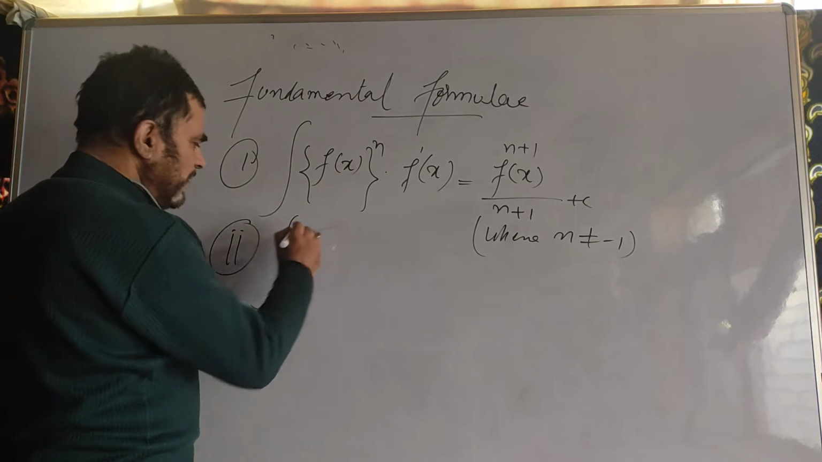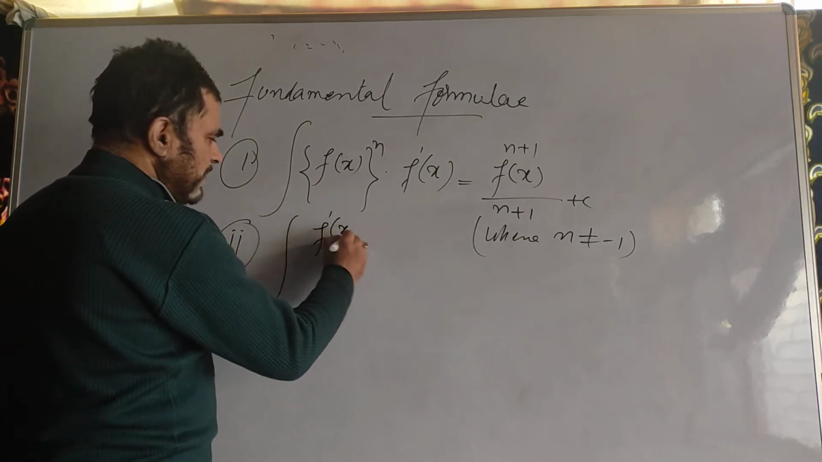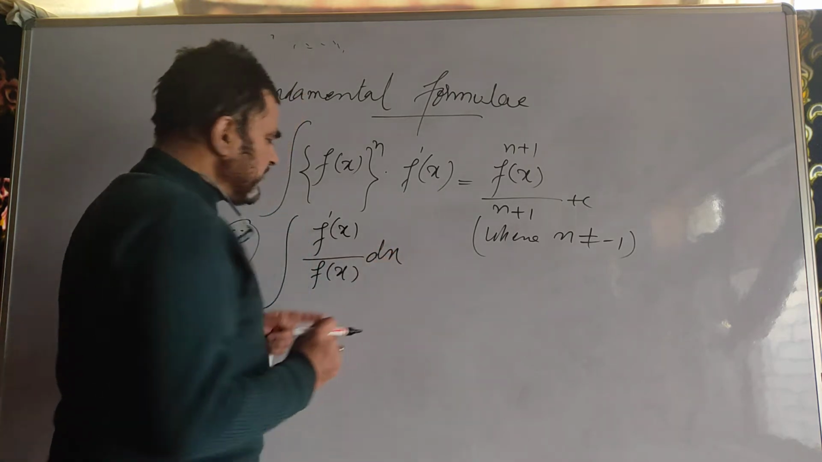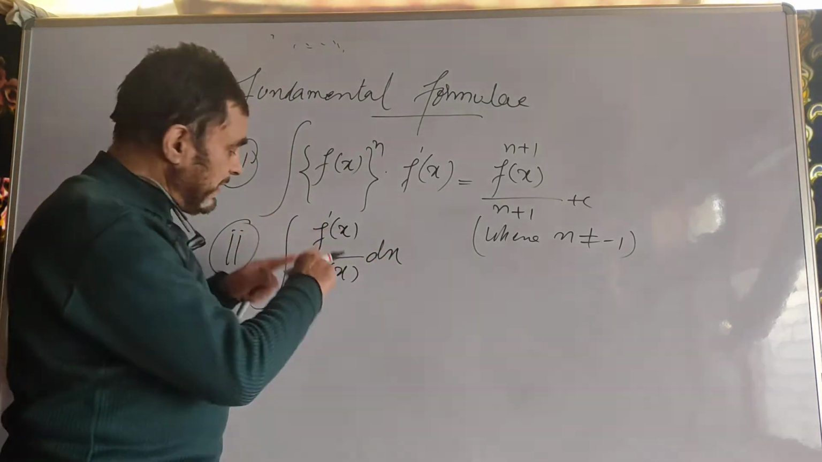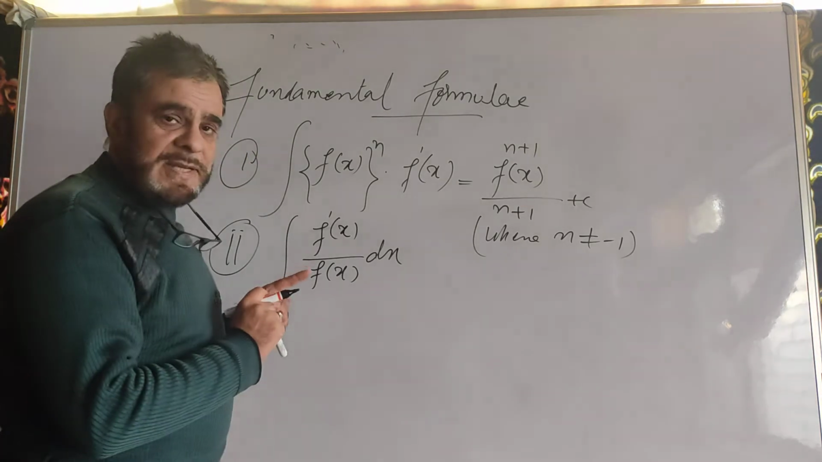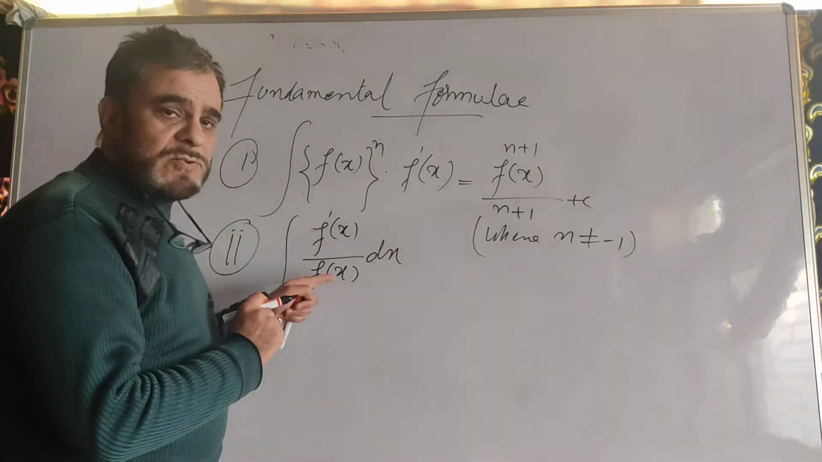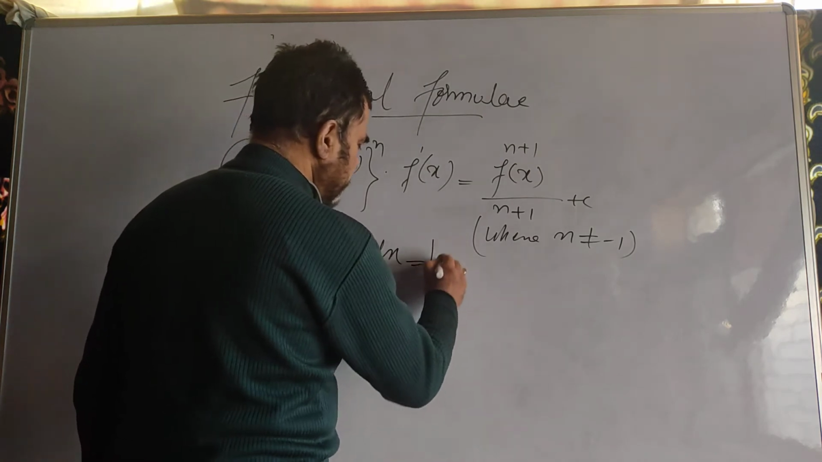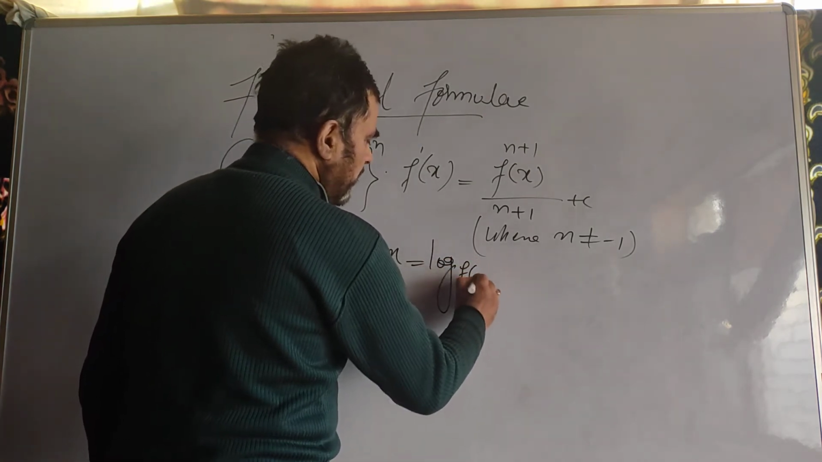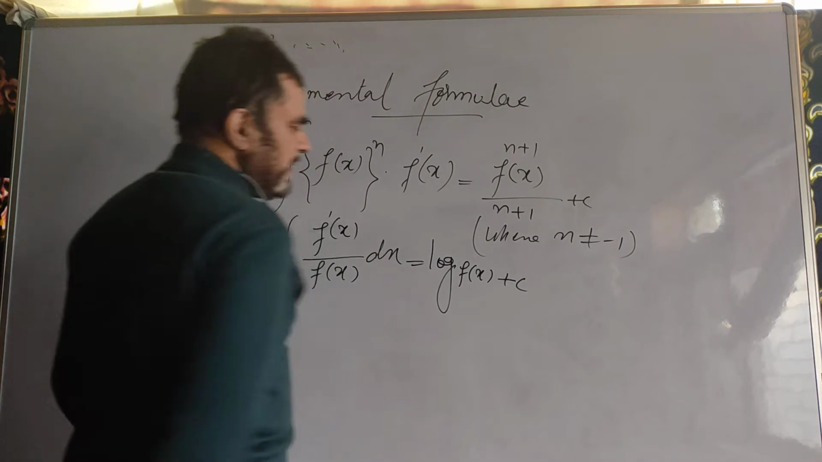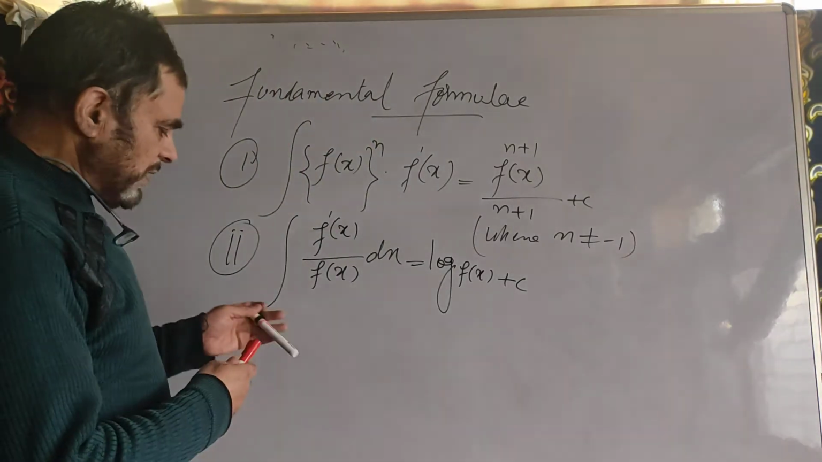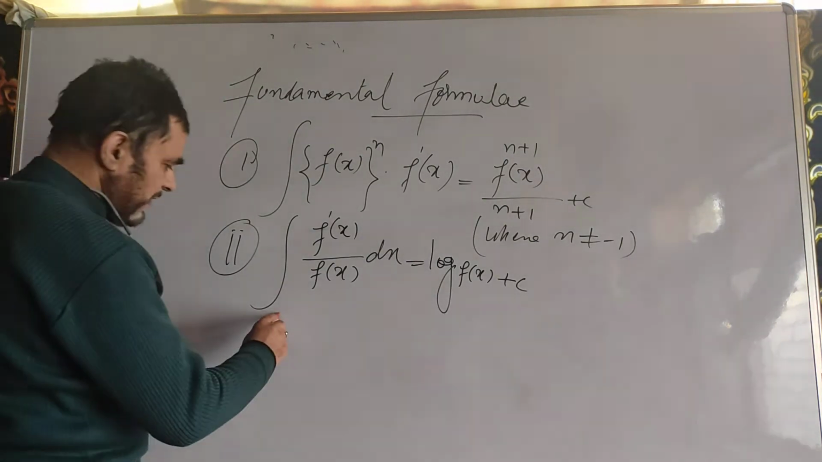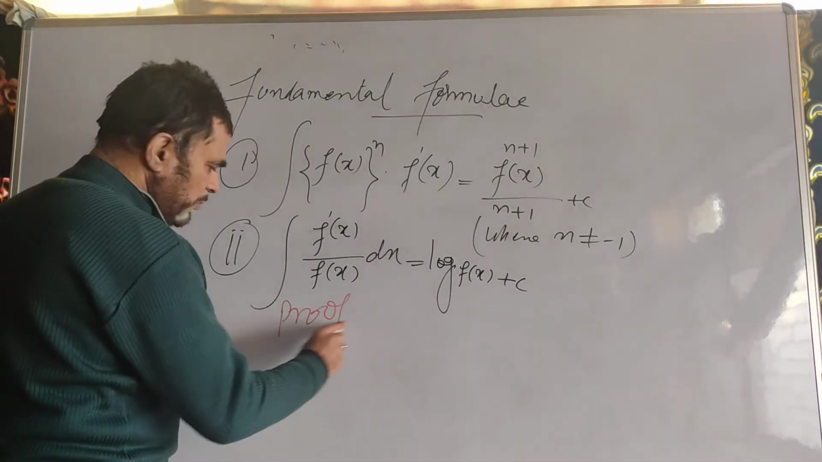If you have the integral of f dash x by f(x) dx, where the numerator is the derivative of the denominator, then you will remember it is log of the denominator, log of f(x) plus c. So remember these two formulae. You can also have the proofs. If you ask me, I can give you the proof. It is very simple.